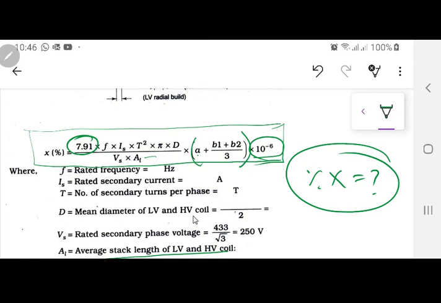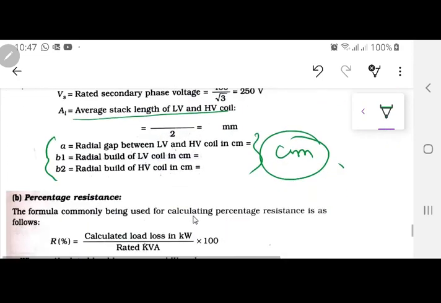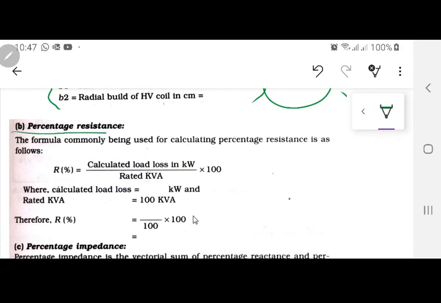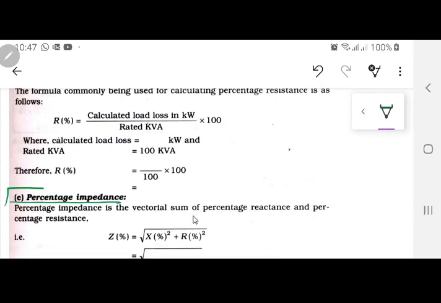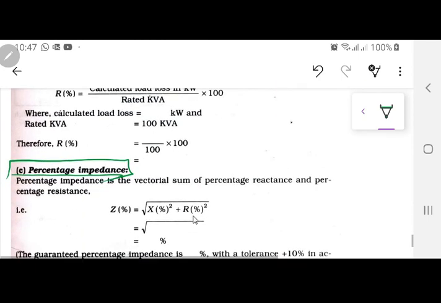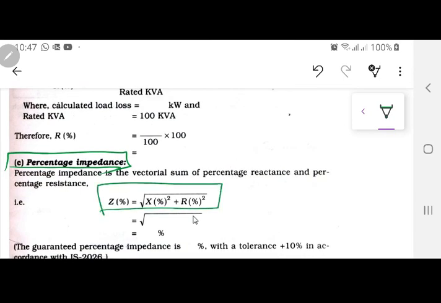It should be something, if I'm not wrong, near about 4 point something value, because we wanted a 4% value. Then next time, when you have found it, we will find out the percentage resistance also, and then the last very important thing, percentage Z, which you already know is just the square root of percentage X squared plus percentage R squared.